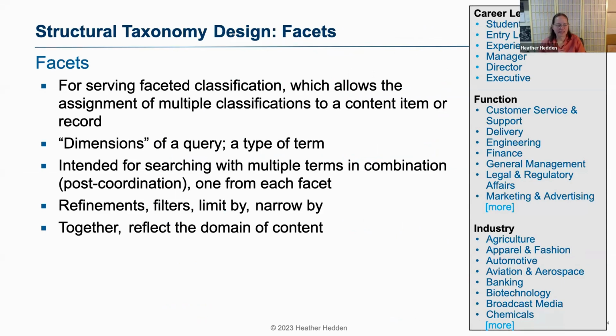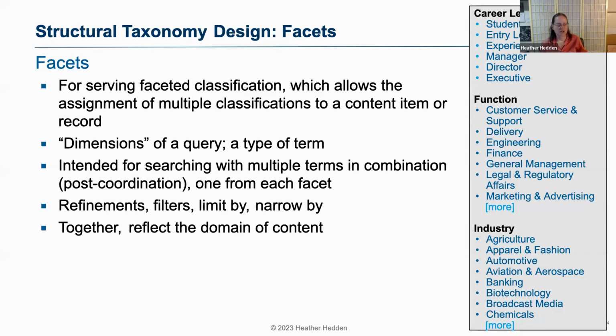Now, I talked about facets before and I'll get a little more into it. They serve what's called faceted classification, which allows the assignment of multiple classification aspects to a content item or record or page. But think of it as a dimension of a query. Now, facet means face, right? And where have we heard that before? A faceted diamond, right? These different facets or sides of it. So it's a different dimension or side or aspect of something.